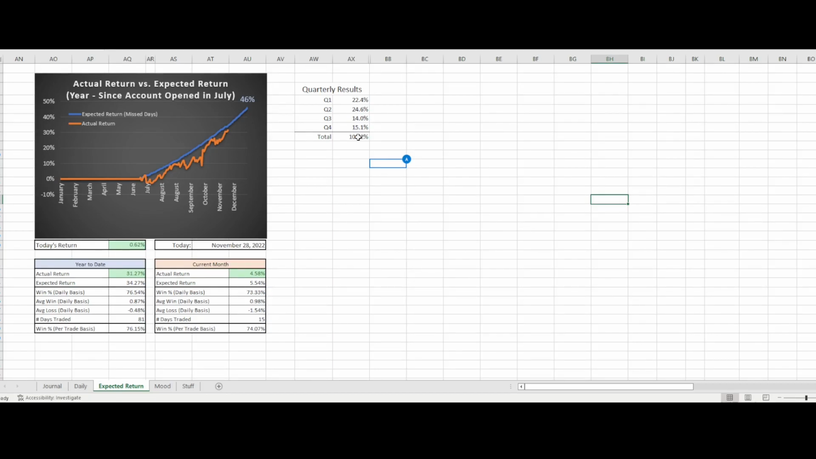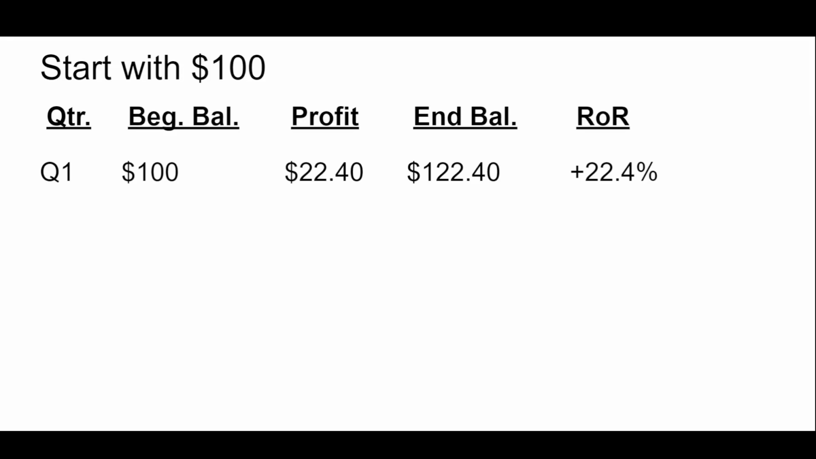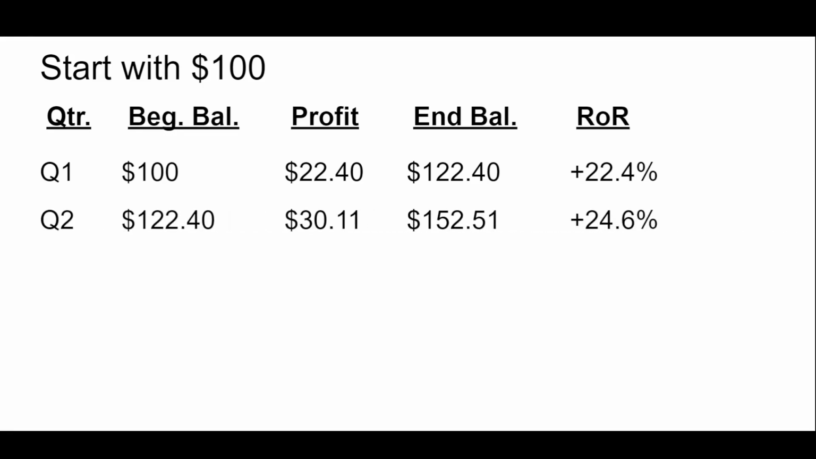So let's take a look at a very quick example to illustrate this. To keep things very simple, we're just going to say we have $100 in our account balance at the beginning of the year. At the end of the first quarter, we made $22.40 in profits. Now, dividing our profit by the beginning balance of $100 gives us a quarterly return of 22.4. In the second quarter, we made $30.11 in profit. We actually have to divide the profit by the beginning balance of the second quarter.